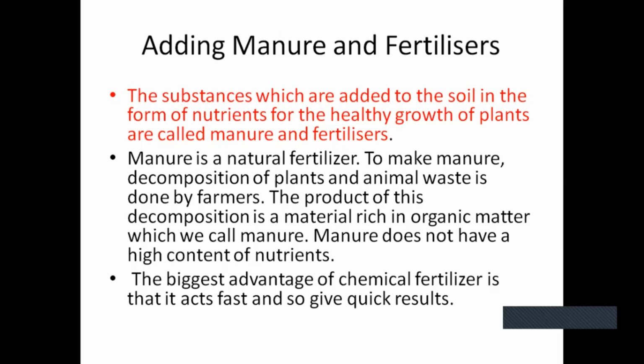Now, why does the farmer switch to fertilizers? What is fertilizer? Fertilizer is a chemical. It is made in factories. And why is it so popular among farmers? It is popular because it gives quick results. Once you apply the fertilizer in your field, you will get results very fast. The plants start growing faster, right? Because it is rich in nutrients. And so these have become more and more popular.